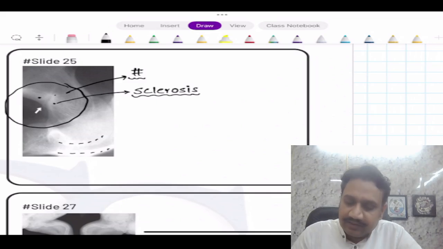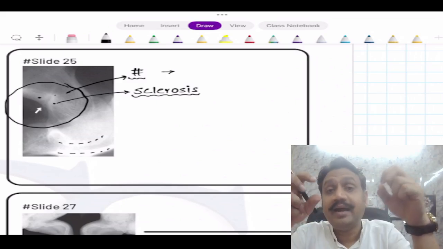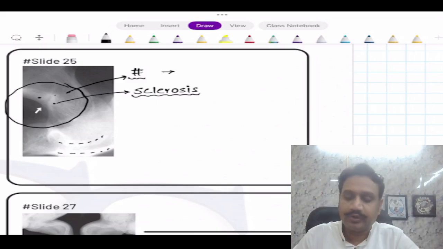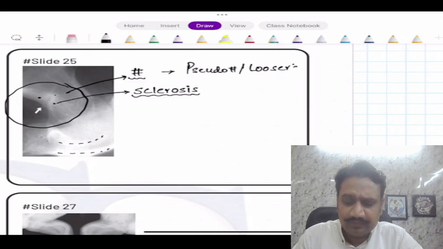Where do we see that? The fracture with sclerosis means the bone is trying to heal up, and still it is not getting healed up. Why so? This condition is what you call the pseudo fracture or the Looser zone. This is the condition where you see the fracture lined with a lot of callus all around, but the bone doesn't heal up. And why does it happen?